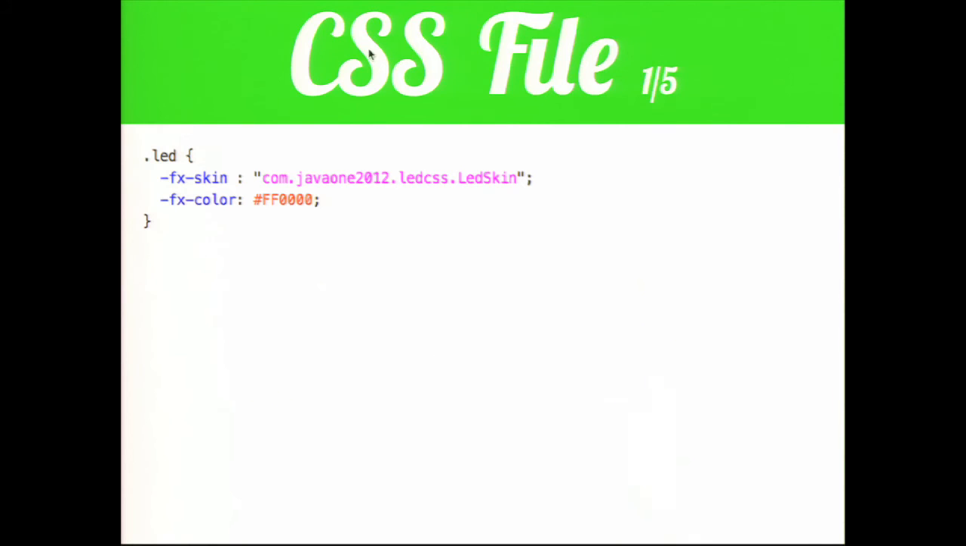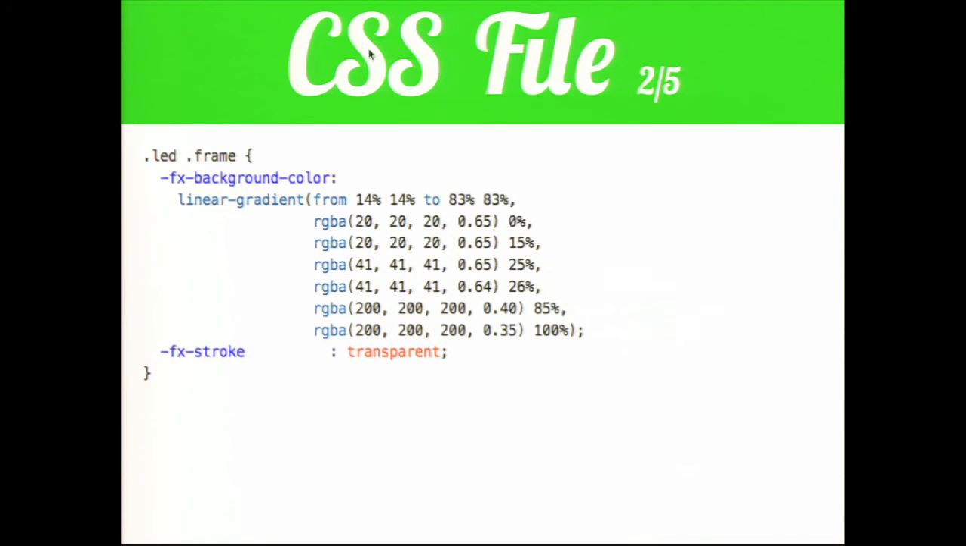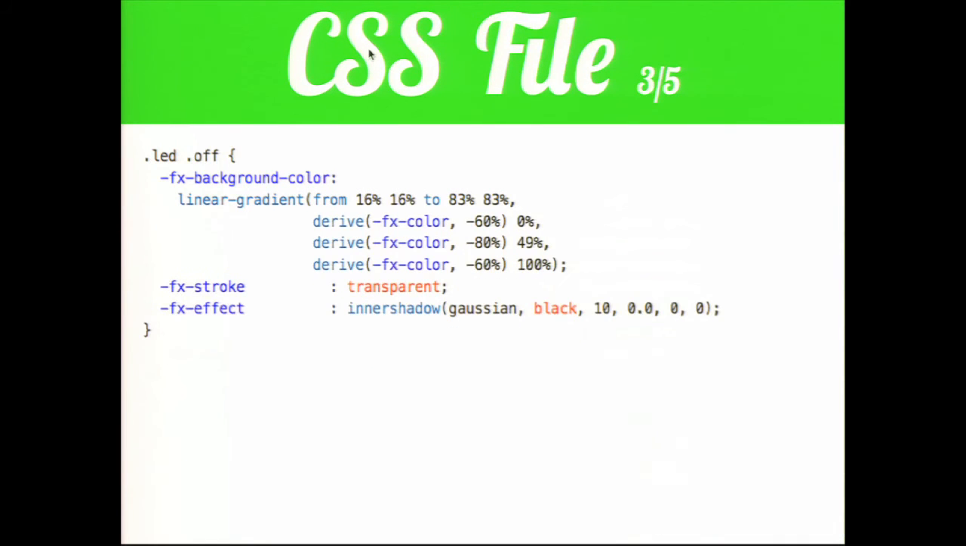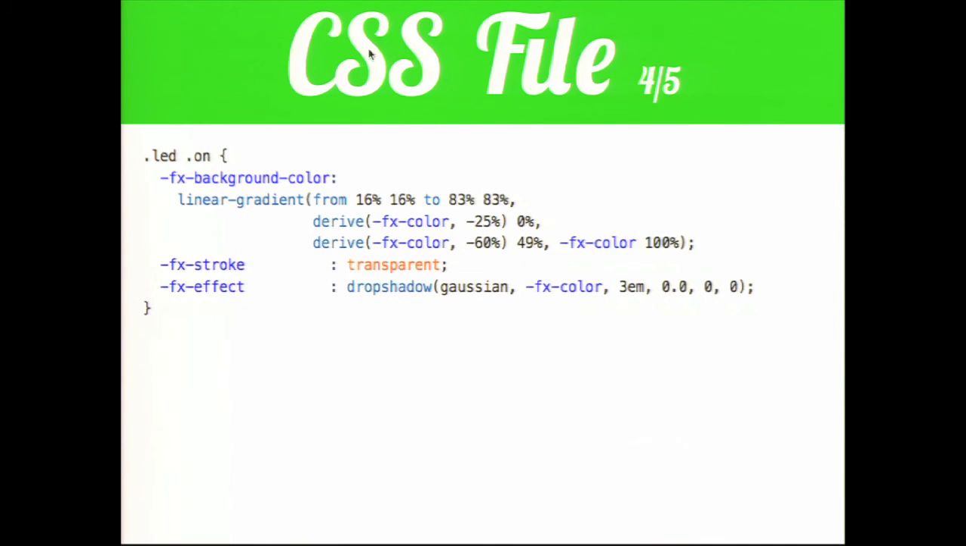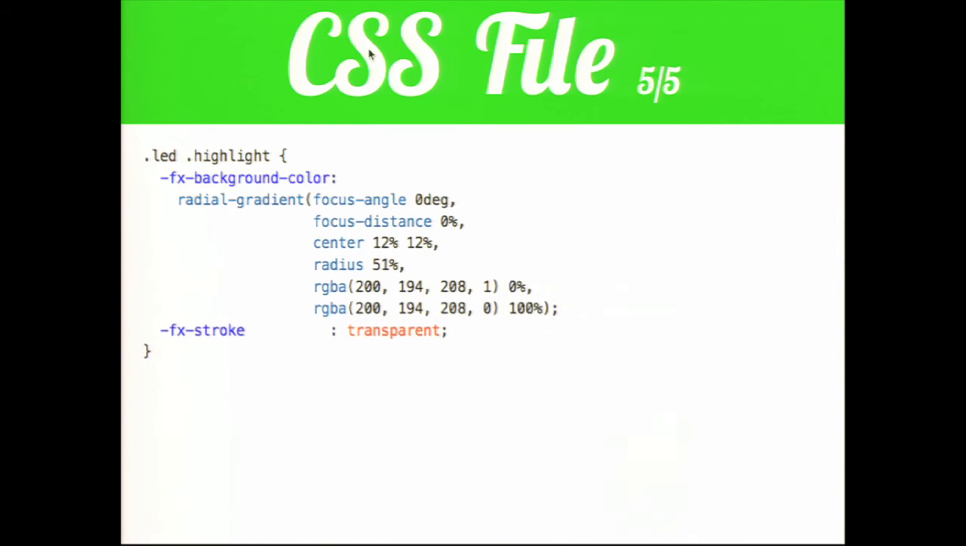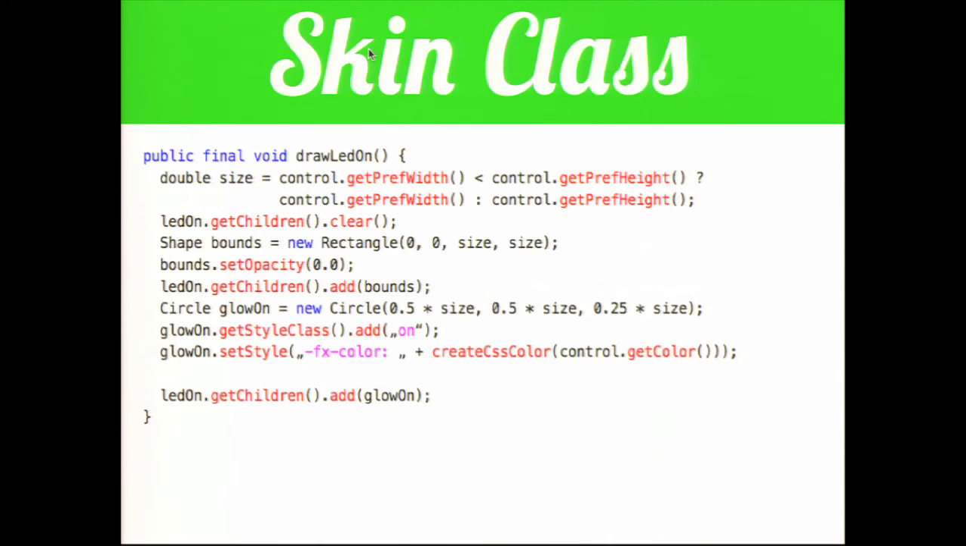So let us have a look how this looks then. Again, we define the skin, and then we have the color for the LED defined in the CSS file. And we've defined the background gradient for the frame, and the LED off state. So in principle, this is the same CSS file as for the pure CSS version. Right, so I don't go to all the details now. And in the skin class, now we define the shapes, right? And apply then the style.